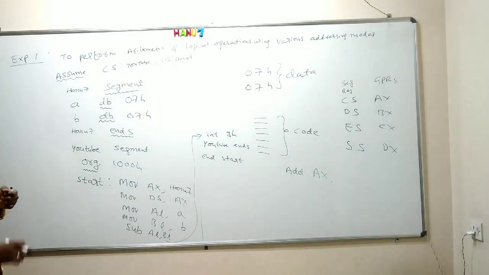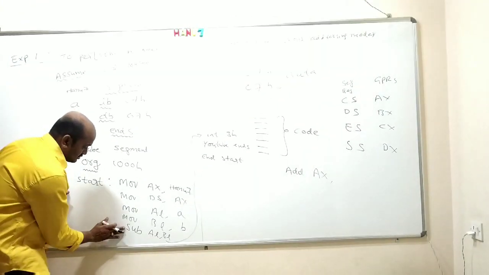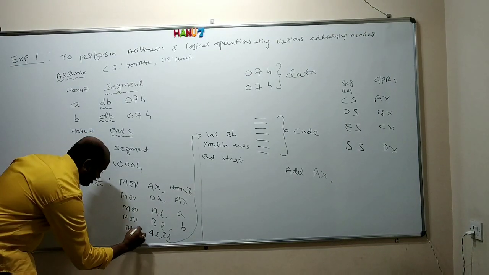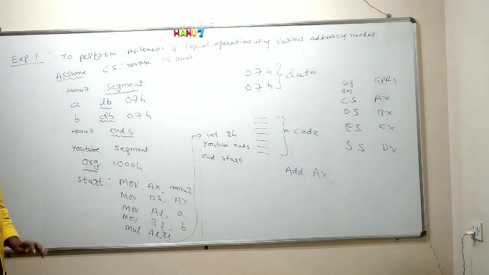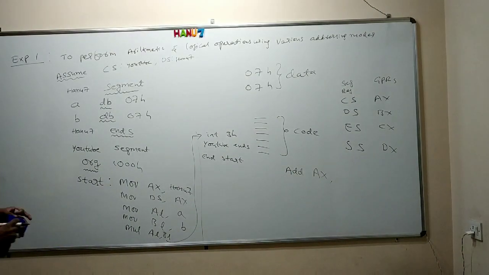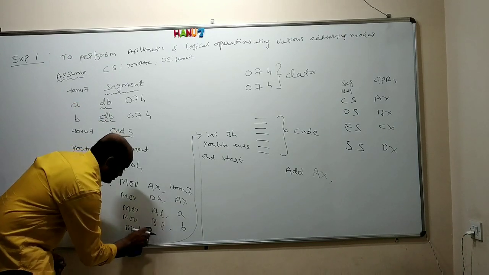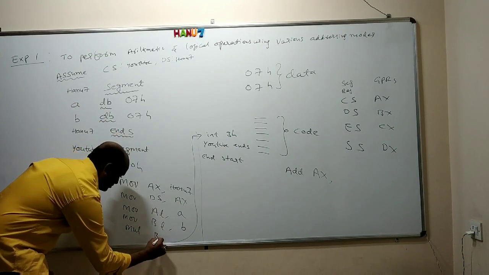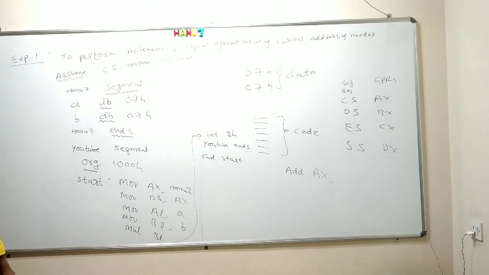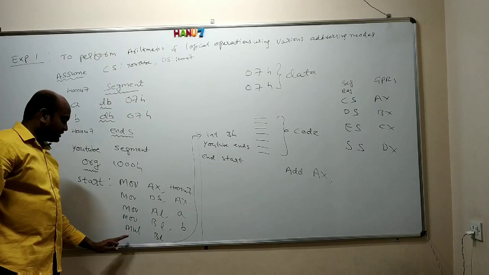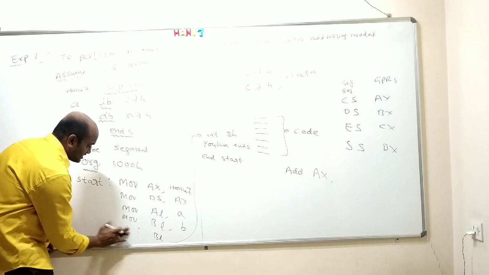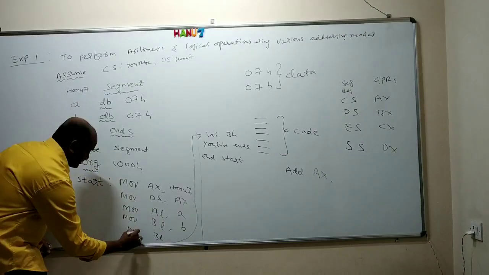And coming to multiplication, I will replace SUB with MUL, but multiplication will take a different format when compared to addition and subtraction. It will take only one operand, that is specifically the source operand. AL is taken implicitly here. I need not specify what is my source. Like that, I will write MUL BL. And if you want to perform division, just replace MUL with DIV.